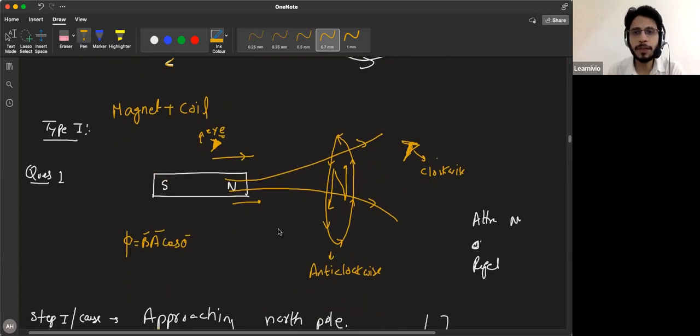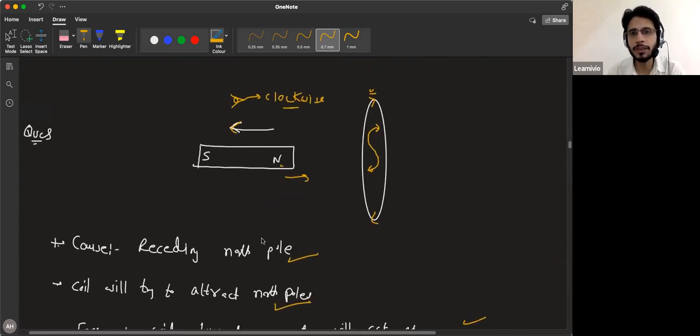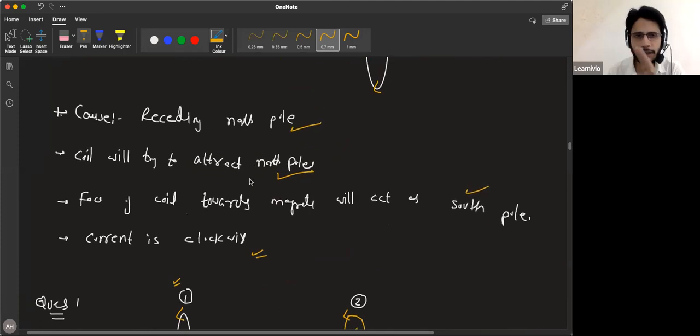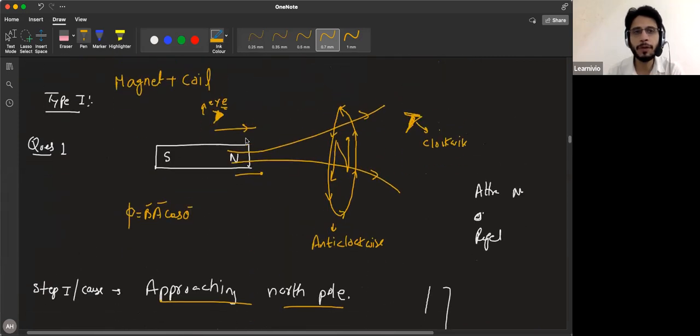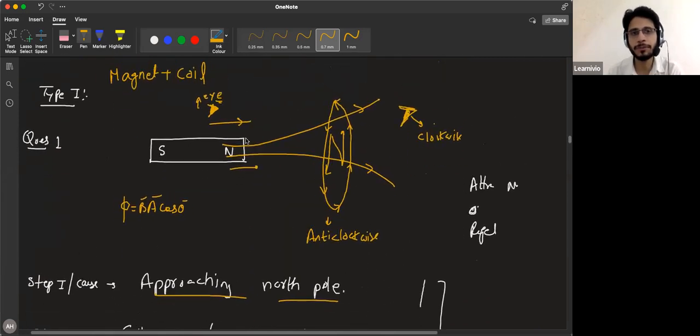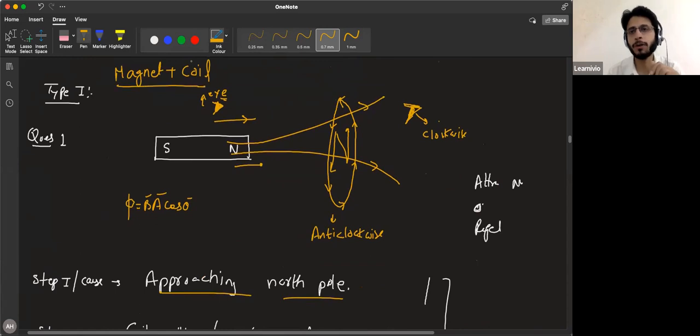See, these explanations that I am giving here, these explanations that I am writing, are not required in your school exams. You just have to write whether it's clockwise or anti-clockwise. But if you write these explanations, they will help you to revise the concepts. This is a type 1 question, magnet and coil. Note it down.